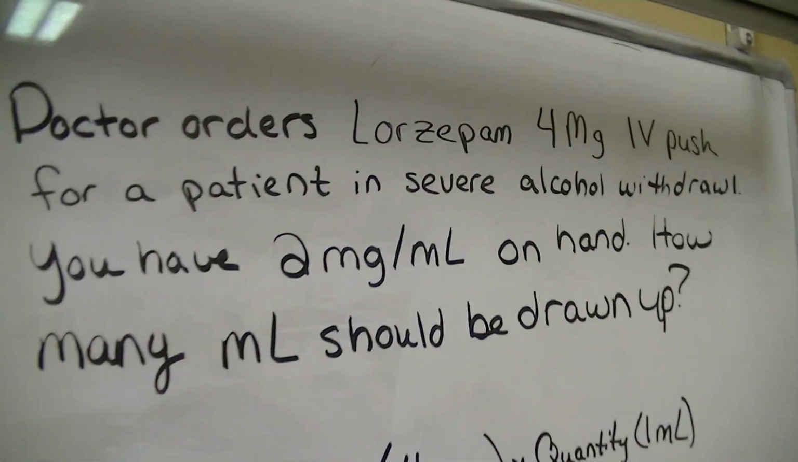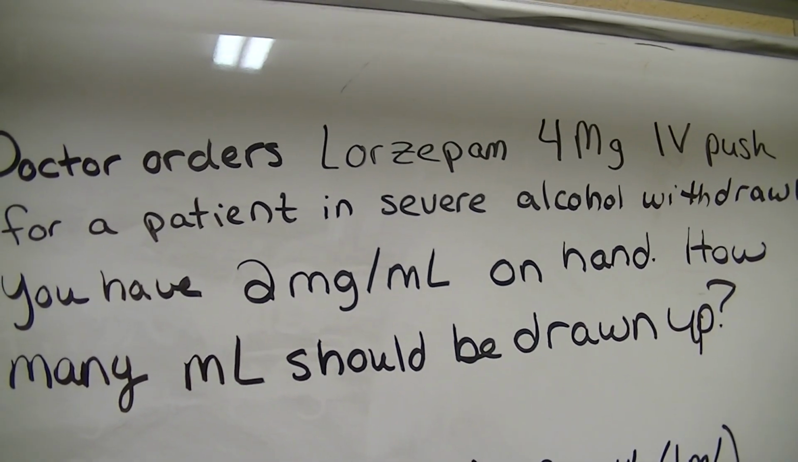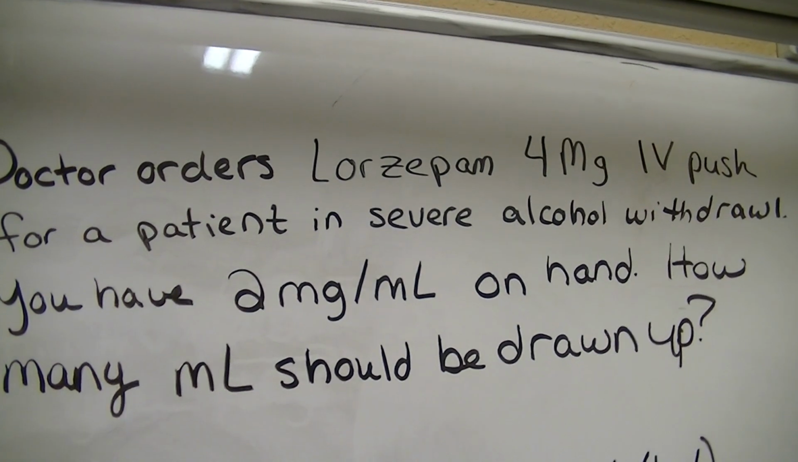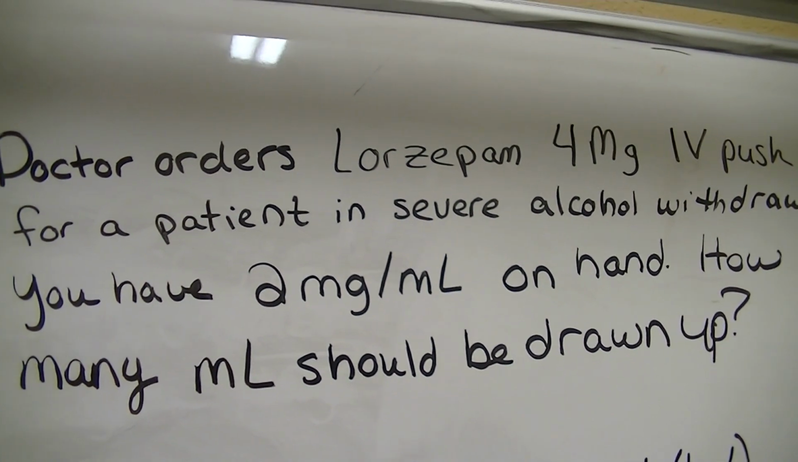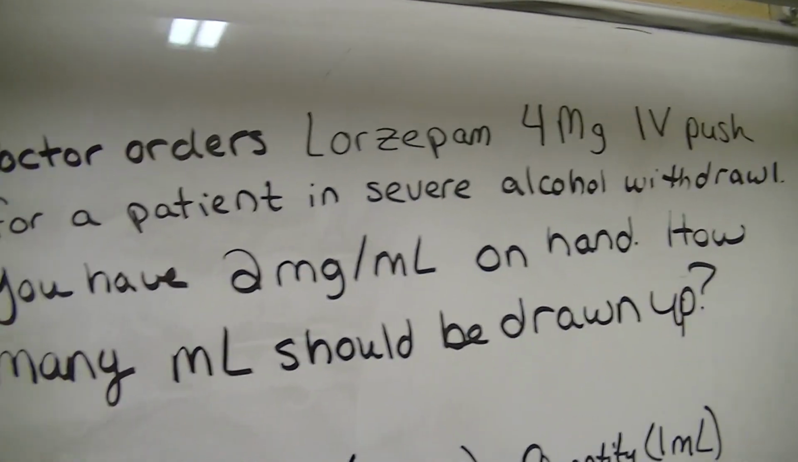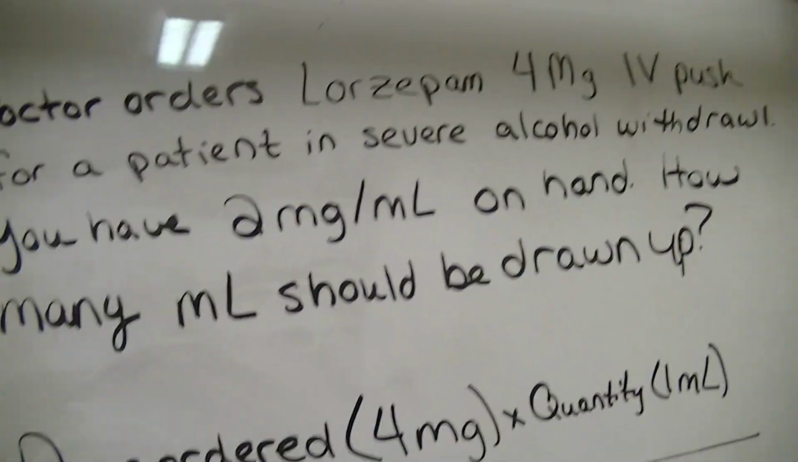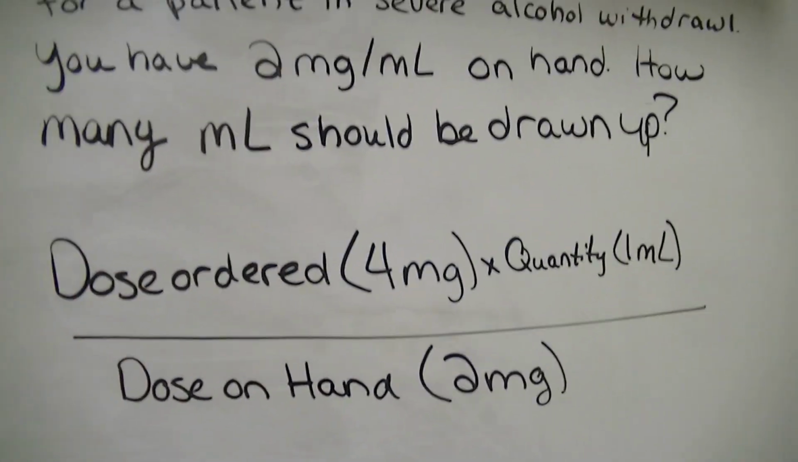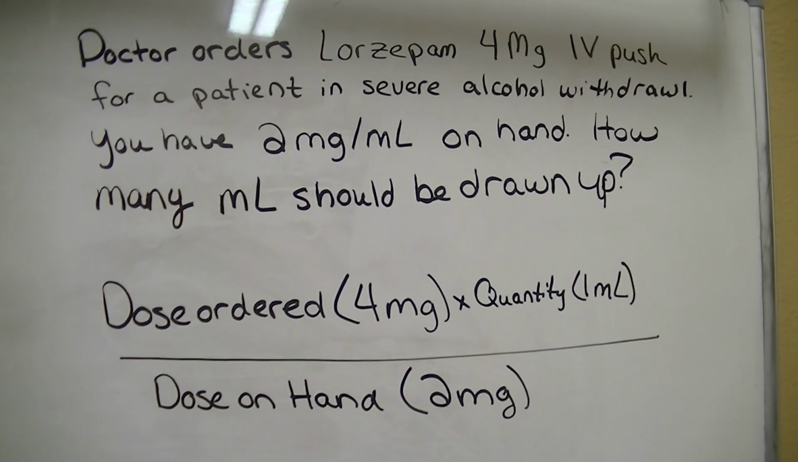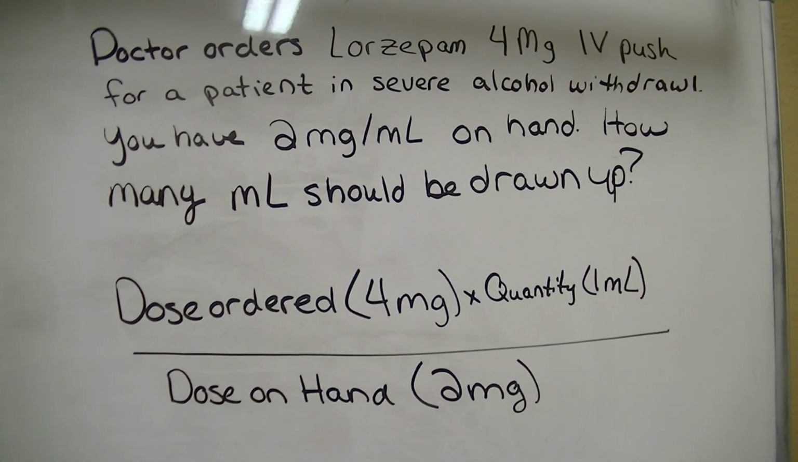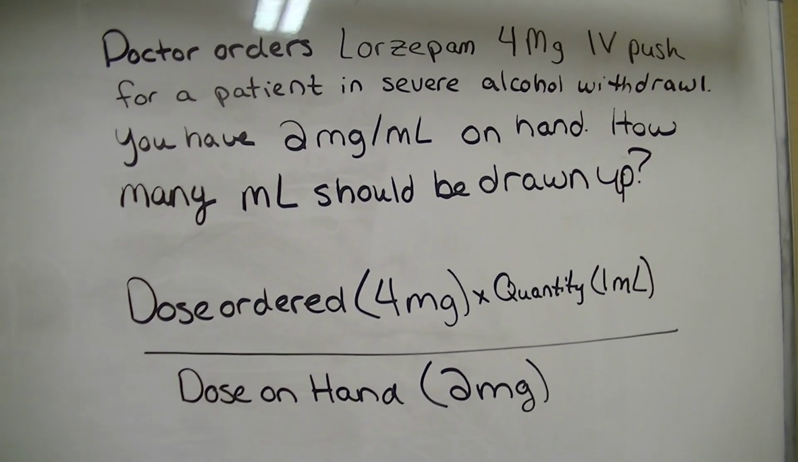So let's look at an example here. A doctor orders lorazepam 4 milligrams IV push for a patient in severe alcohol withdrawal. You have 2 milligrams per milliliter on hand. How many mLs should be drawn up? It looks scary, but let's use our formula. Again, we want our dose that's ordered. In this case, they ordered 4 milligrams, right? And the quantity is the mL, and we have 1 mL over 2 milligrams. That's our dose on hand.